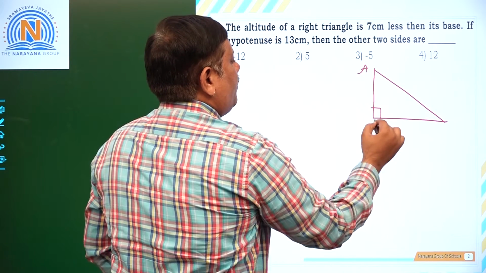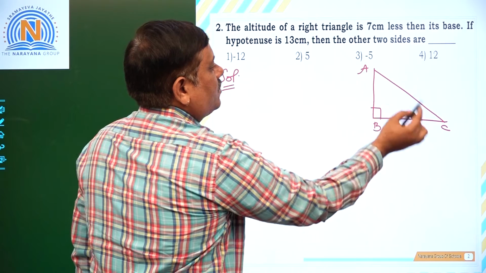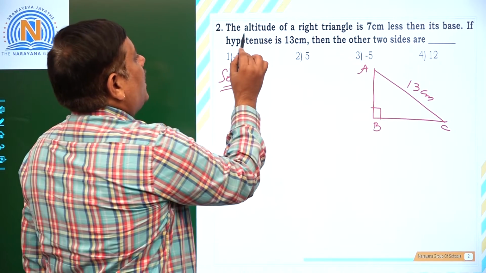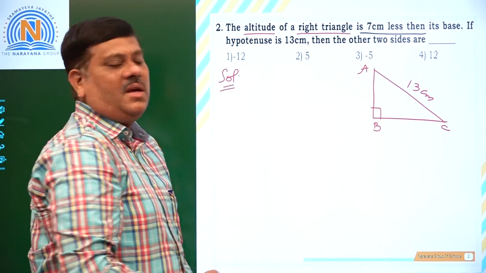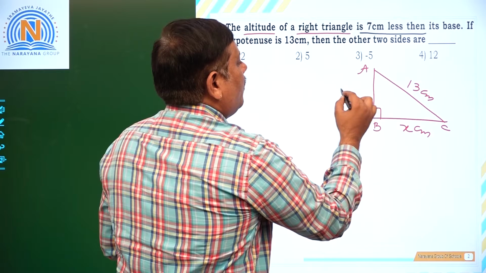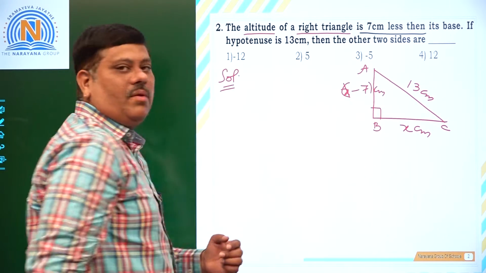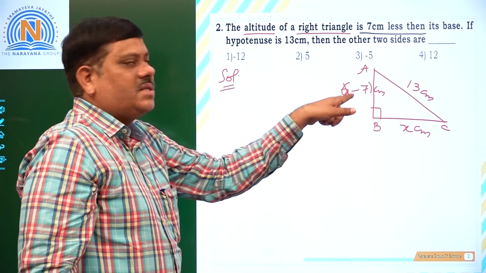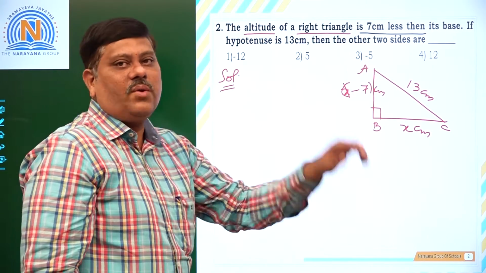Let us name it as ABC. What is given for us? Hypotenuse is given as 13 centimeters. Now, what is the information? The altitude of the right triangle is 7 centimeters less than its base. If you take the base as x centimeters, the altitude will become x minus 7 centimeters. Or you can take the altitude as x centimeters, then the base will become x plus 7 centimeters. In any way you can do it.